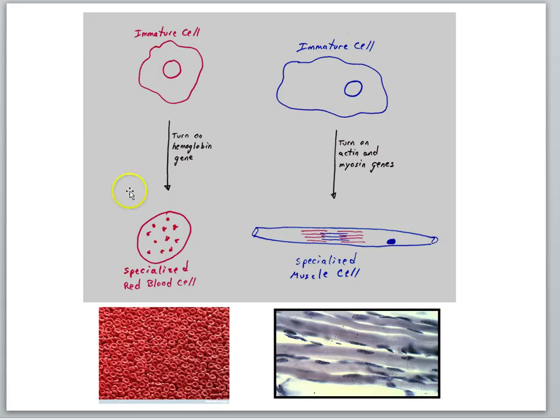Well, we answered that puzzle by saying that the immature blood cell is going to be turning on the blood genes, and so the cell will make hemoglobin proteins. The immature muscle cell will be turning on actin and myosin genes, and so they will be making those proteins. Here we see clearly the blood cells and muscle cells look very different. They look different because they're making different proteins. They're making different proteins because they've turned on different genes.